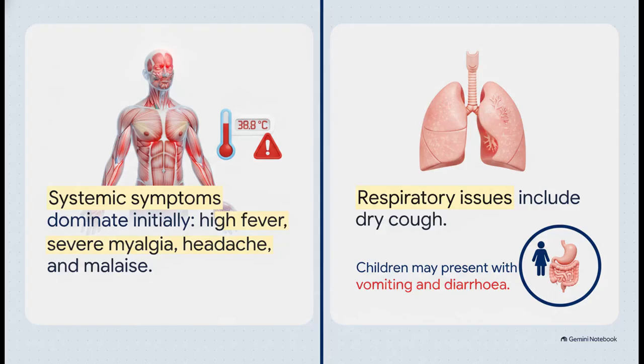And when it hits, the systemic symptoms absolutely dominate the respiratory ones right out of the gate. You're going to see a high fever. We're talking 38.5 degrees Celsius or higher. Plus severe myalgia, a pounding frontal headache, and extreme malaise or prostration where the patient literally just cannot get out of bed. On the respiratory side, you can expect a dry, non-productive cough.